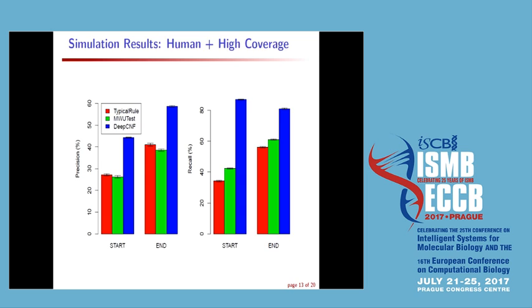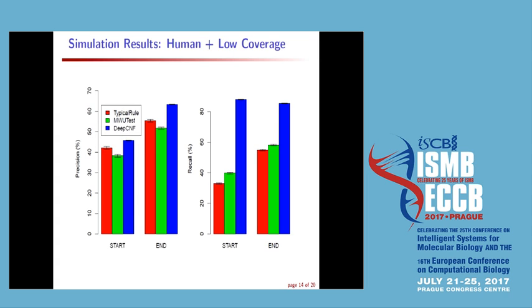Here comes the result. This is the result for human species with high coverage simulation. We can see our method, DeepCNF, marked blue here, significantly outperforms the other 2 methods in terms of both precision and recall. And this is the result for human species with low coverage simulation. Again, you can see our method outperforms the other 2 methods.